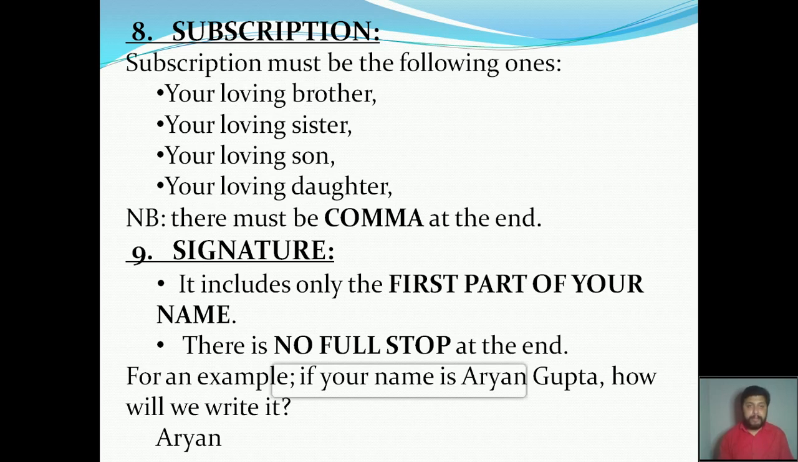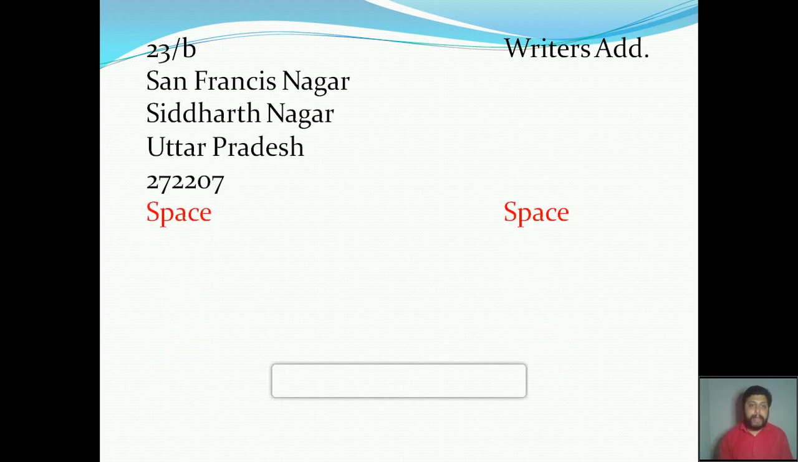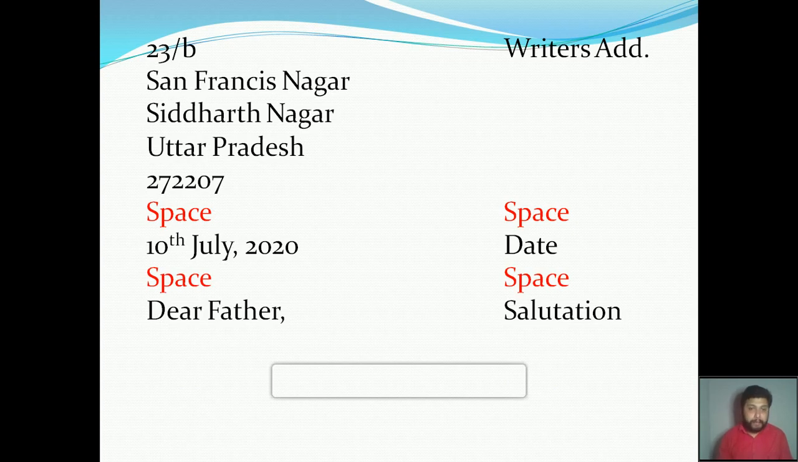So dear students, these are the structure and elements which you need to take care of while you draft a letter. Let's move to an example. 23 Babi, St. Francis Nagar, Siddharth Nagar, Uttar Pradesh 272207. See, it is the writer's address. Again, then one line space, then date, 10th July 2020. Then again one line space, then salutation, Dear Father. D and F both are uppercase, which means capital letters, and after Father there is a comma. So this is the salutation.